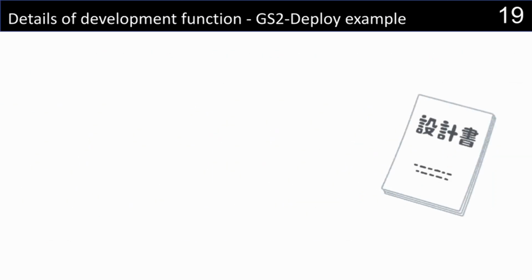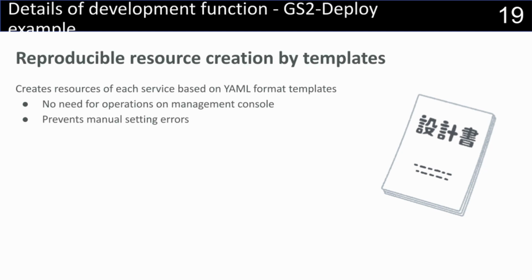Let's delve deeper into GS2 Deploy, which allows you to create resources for each service based on pre-established templates. Using this feature, you can create resources like master data for each service using a YAML format template. Automating resource creation with this function eliminates the need to manually register master data on the management console, thereby preventing configuration errors due to manual entry.